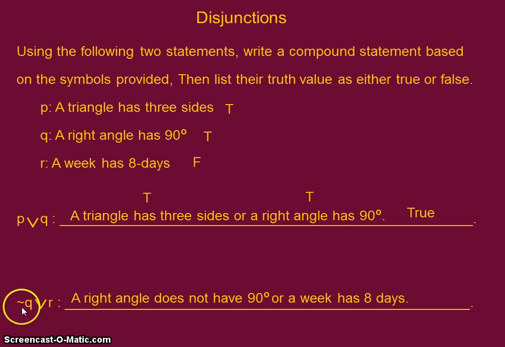Let's look at the next one. This is read, not Q or R. So not Q would be a right angle does not have 90 degrees, or R is a week has 8 days. A right angle does not have 90 degrees is false. And we have or a week has 8 days, that is also false. So at least one of them needs to be true, but neither one of them is in this statement, so we would make this false. Those are disjunctions.